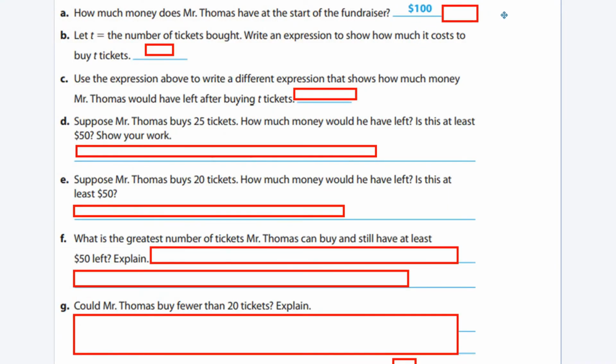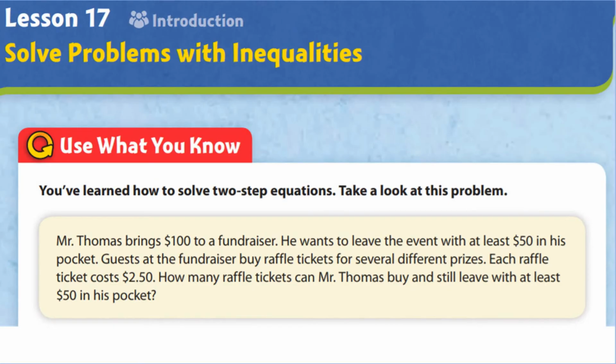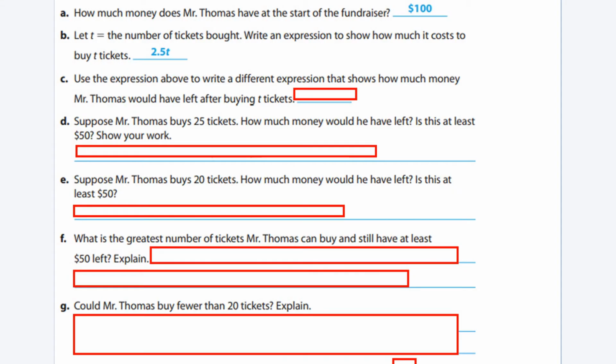Alright, question A. Hopefully you got $100. That information was given, right? Question B. Write an expression to show how much it costs to buy a ticket. You would do 2.5t. If you got 2.50t, it's also the same value. So 2.5 means basically $2.50 per ticket. It says it here. Each raffle ticket costs $2.50. Question C.